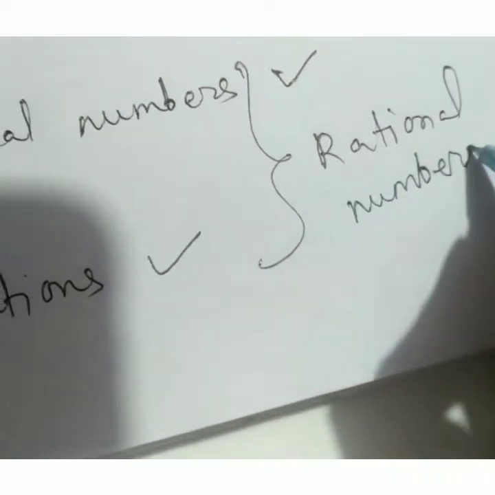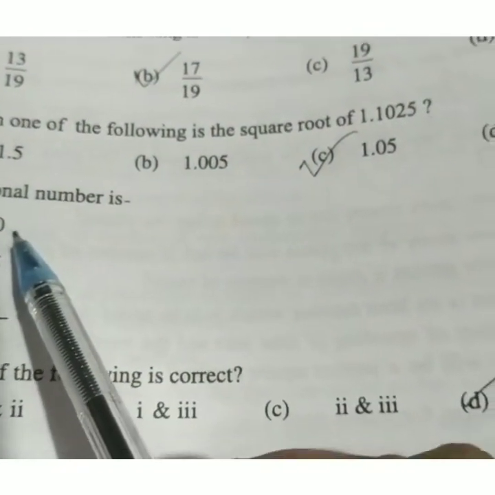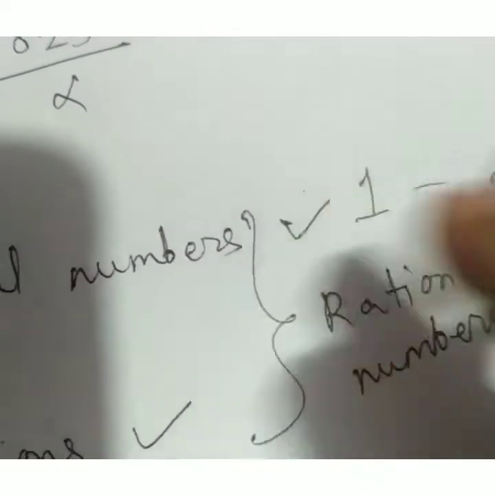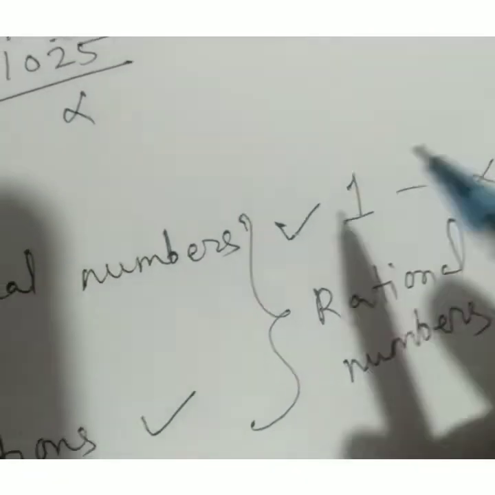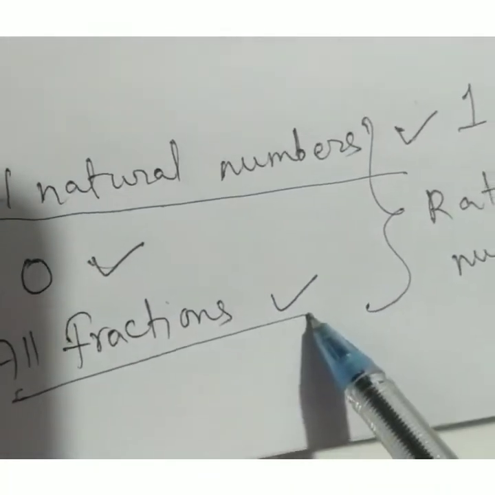Okay, so if you see this question, 0 is a rational number, it falls in the criteria 0. Then 5 is actually a natural number. What is a natural number? Natural numbers are numbers starting from 1 to infinity, like 1 2 3 4 5 6 7 8 till infinity. All the positive numbers are called natural numbers. So 5 is also a natural number. Then my third criteria is all possible fractions. So a fraction is also a rational number. So 5 by 2 is also a rational number. So which of the following is correct? 1, 2 and 3. I hope it's clear.